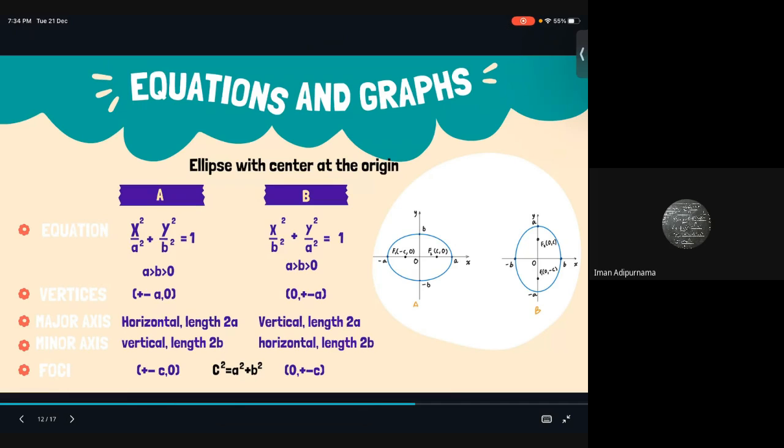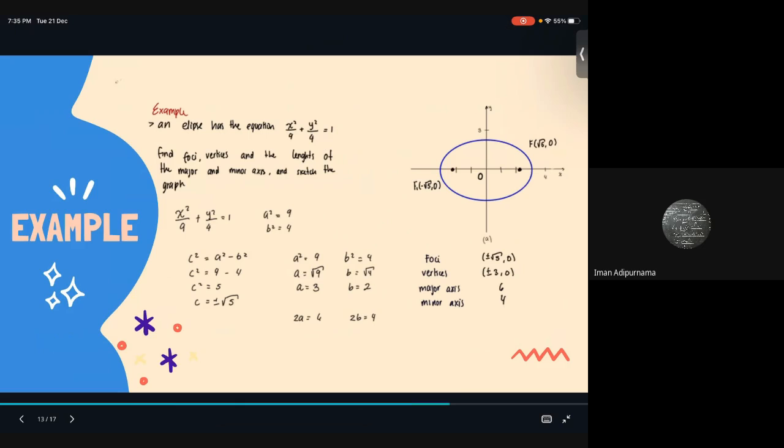For the foci, we have this equation, which is c squared equals a squared minus b squared. That's the equation we will use if the problem says to find the foci of the ellipse, if they give us the values. For the first ellipse, the foci are plus or minus c comma 0, and for the second they are 0 comma plus or minus c. I know it sounds a little bit confusing, but now that we see the examples, it will be a little easier to remember.